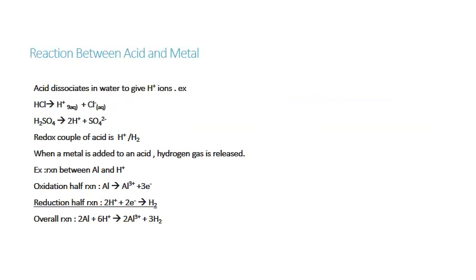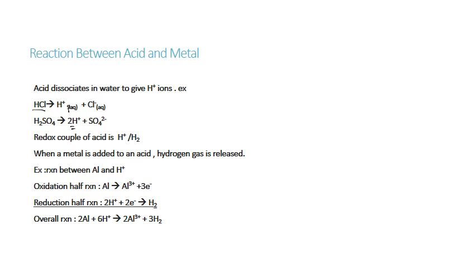Another type of reaction can take place between an acid and a metal. Let's see what the meaning of an acid is. An acid is a chemical compound that can dissociate in water to give H+ ions. For example, hydrochloric acid, HCl, when put in water, dissociates to give H+ and Cl- ions. Another example, H2SO4, which is sulfuric acid, when put in water, is dissociated to give 2 H+ ions with SO4 2-.